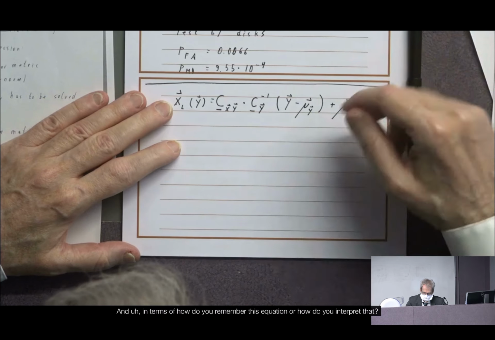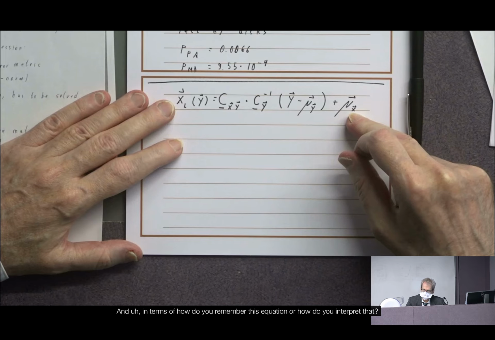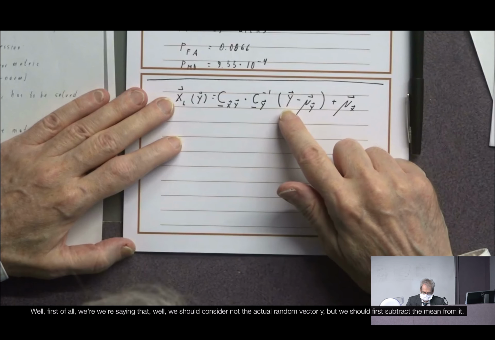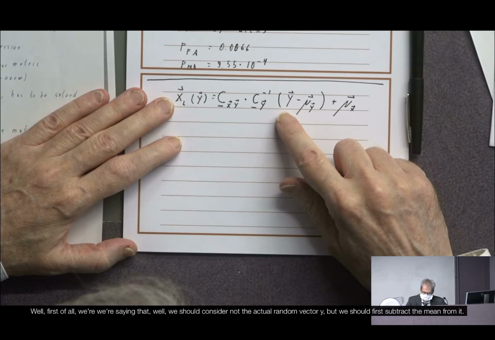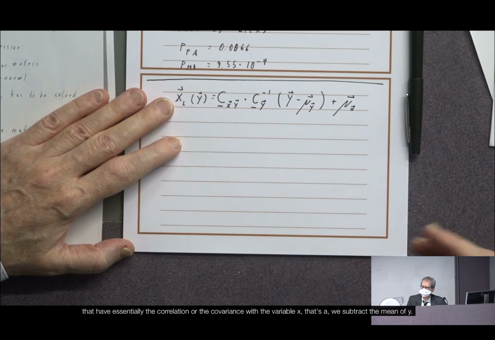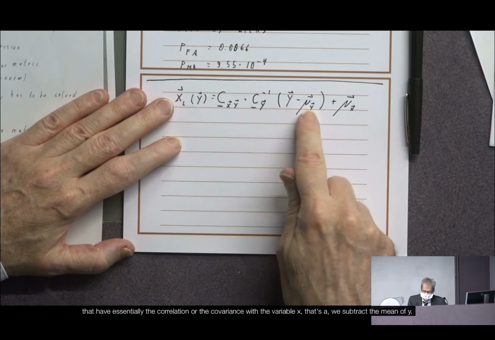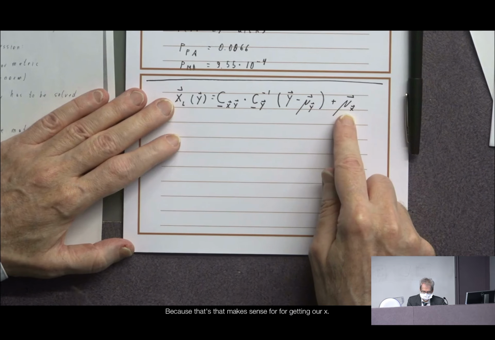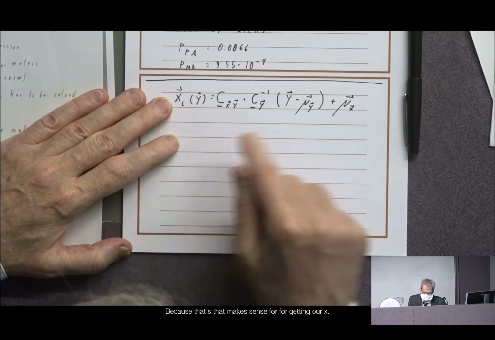And in terms of how you remember or interpret this equation: first of all, we should consider not the actual random vector y, but first subtract the mean from it, because it's the random variations around the mean that have the correlation or covariance with the variable x. So we subtract the mean of y, and at the very end we add the mean of x back, because that makes sense for getting our x here.